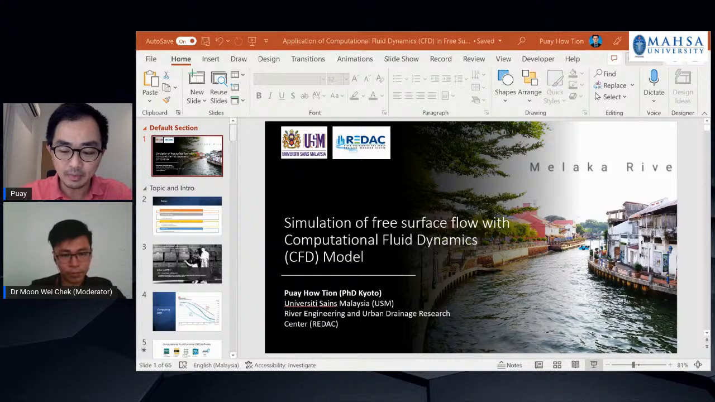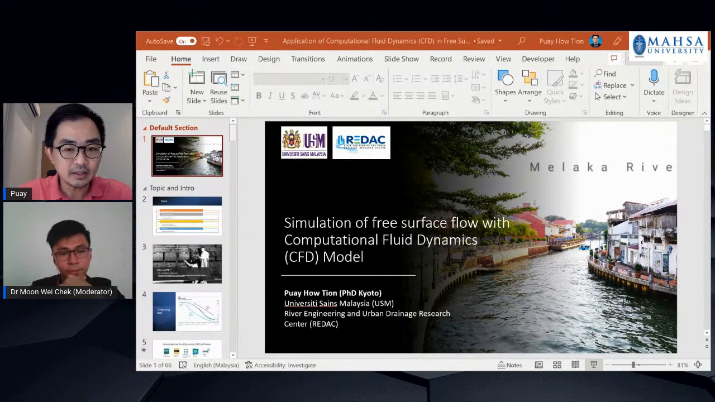This is the layout of my presentation today. I will start with a short introduction to CFD, and then in the second part, I will introduce free surface flow models, the definition and application, as well as their governing equations. And then we will dive into the classification of free surface flow models. Basically, I will touch only on the characteristics of the models, their advantages and disadvantages. And finally, some basic tips to set up a CFD model from my experience.